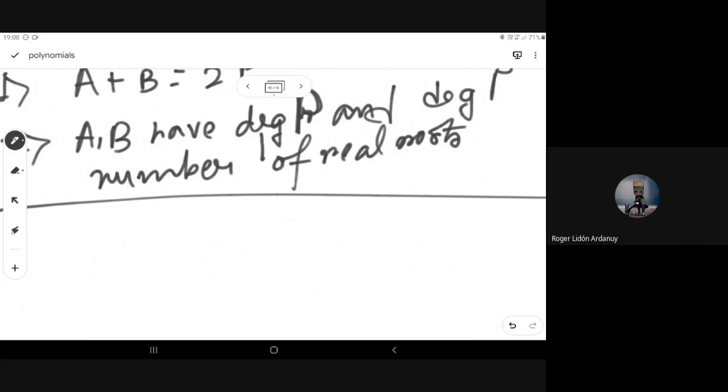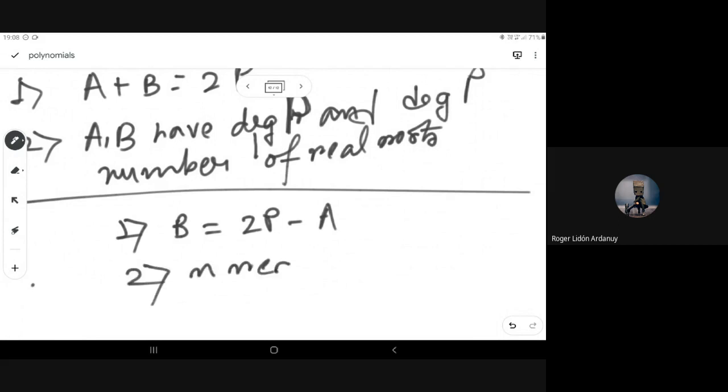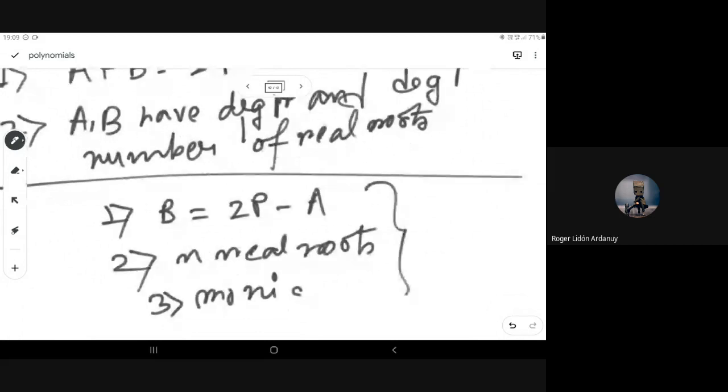So what we are going to do is explicitly build such polynomials a and b, right? One thing we must keep in mind is that we have three conditions on a and b. If we develop a, we will simultaneously develop b as b equals 2p minus a. Another thing we need to keep in mind is n real roots, right? And another is monic. So these are three conditions that we need to keep in mind, right?